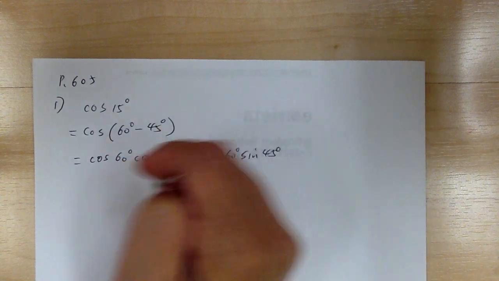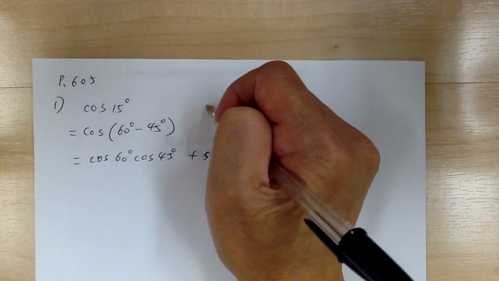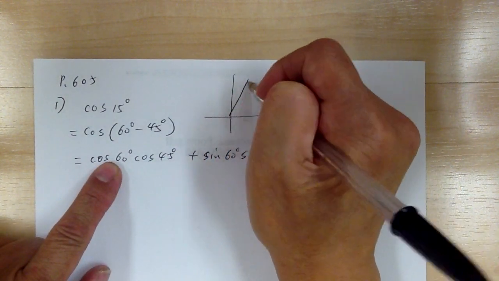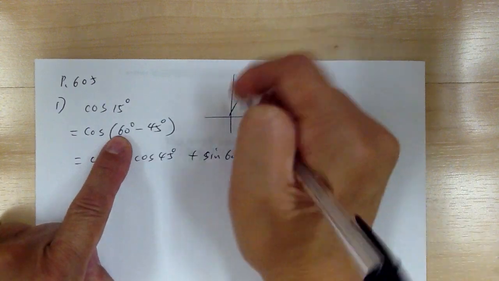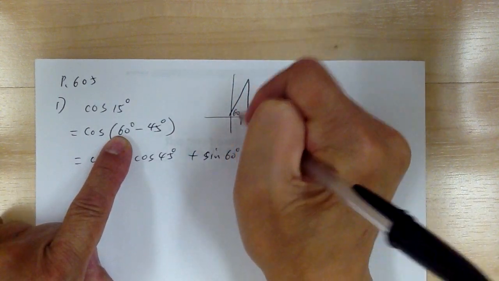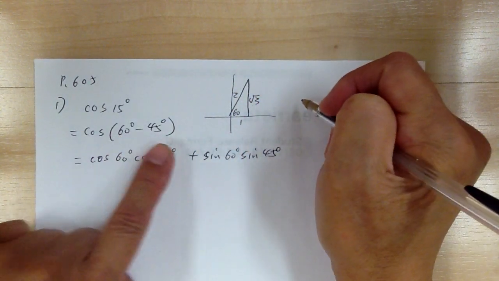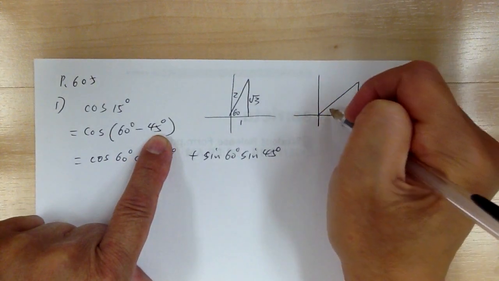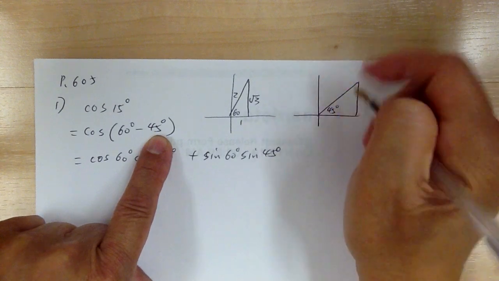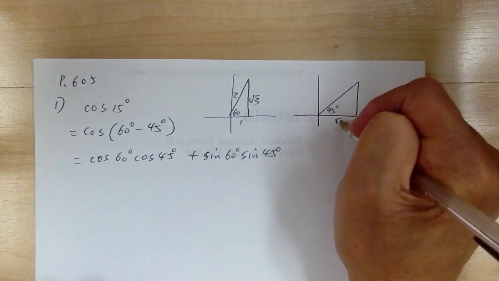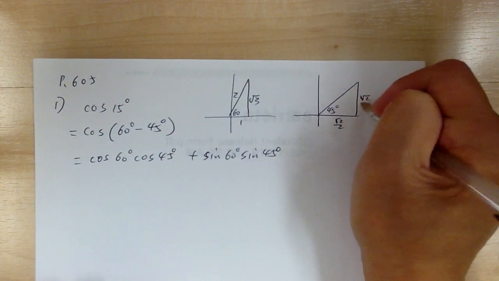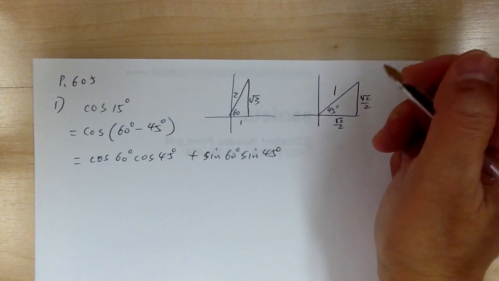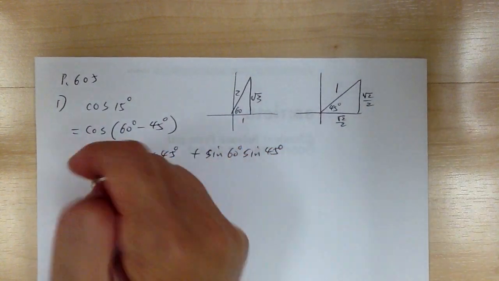And from here you need to draw your special triangles. So 60 degrees. You need one triangle for the 60 degrees. So this will be 1, 2, square root of 3. You need a second triangle for the 45, 45 triangle. So again, you can do the square root of 2 over 2, square root of 2 over 2, 1. So from here you can substitute.